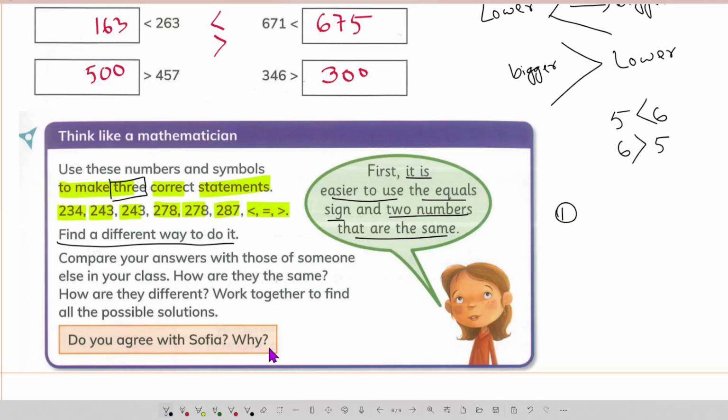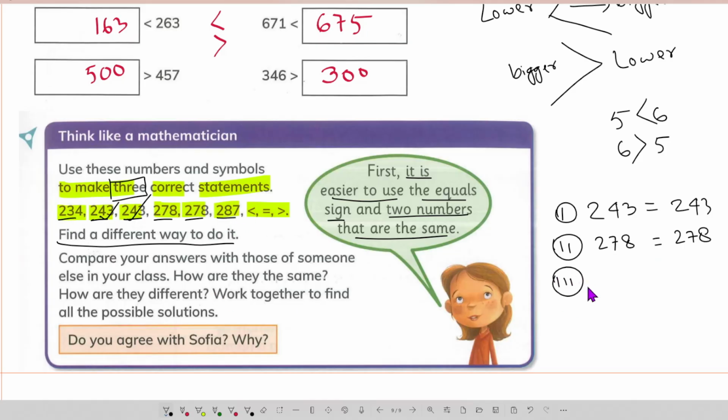Statement 1, the first equal thing: 243 and 243. We can write 243 equals 243. So this one and this one are done. Again 278 and 278. This is statement 2: 278 equals 278. Now 234 and 287 remain. Statement 3: 234 is less than 287, or we can also write 287 is greater than 234.